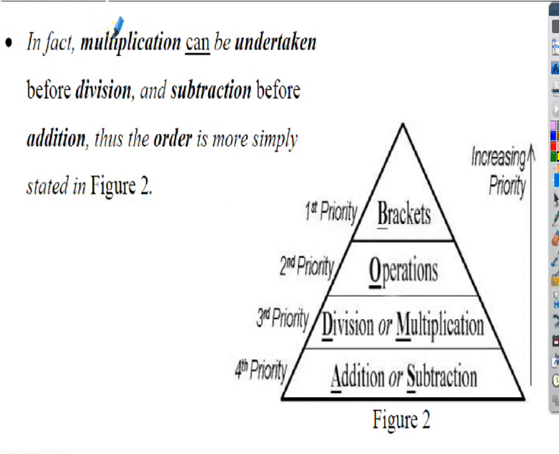However, we can simplify the BODMAS mnemonic slightly, because in actual fact multiplication can be undertaken before division, and subtraction can be undertaken before addition. So sometimes the precedent rules are more simply stated in a pyramid format, as shown in figure 2 here. So within the pyramid structure for the precedent rules, the first priority is still brackets. If we have brackets in the calculation, we must consider them first of all. Our second priority is still operations, any squares, square roots, sines, cos, etc.